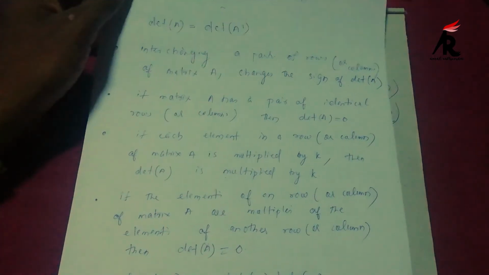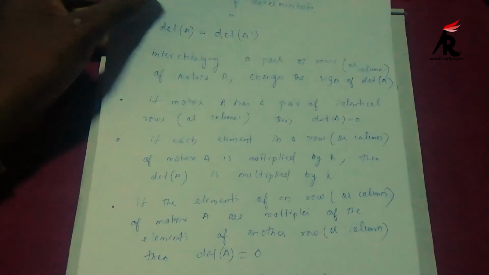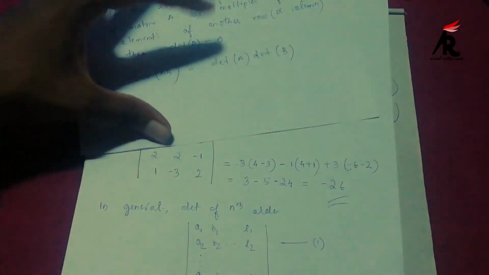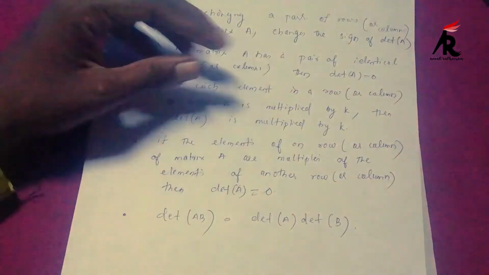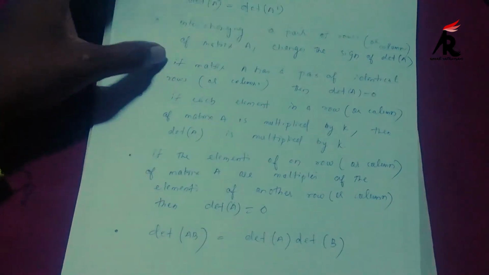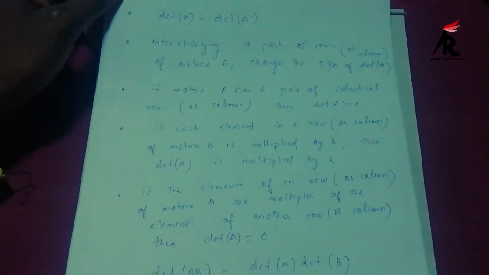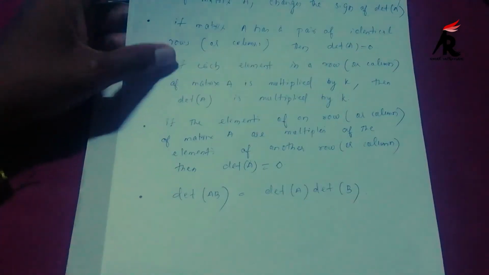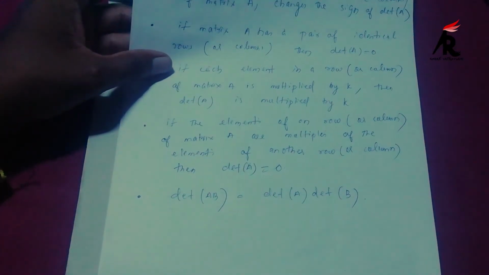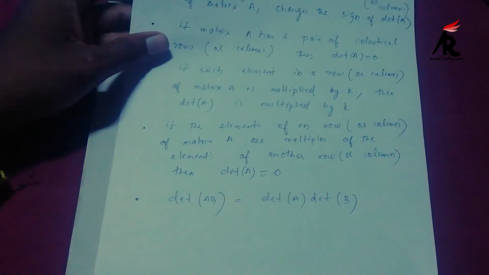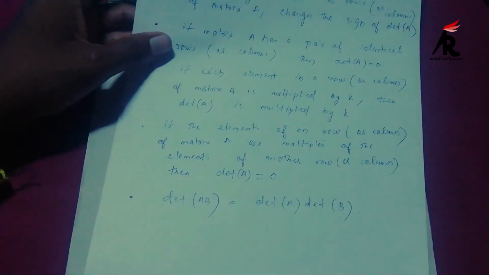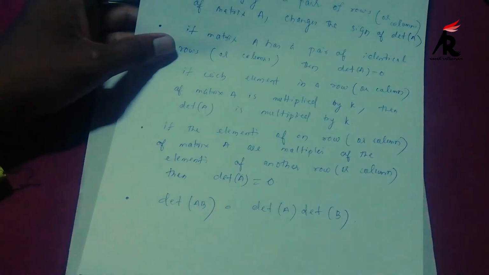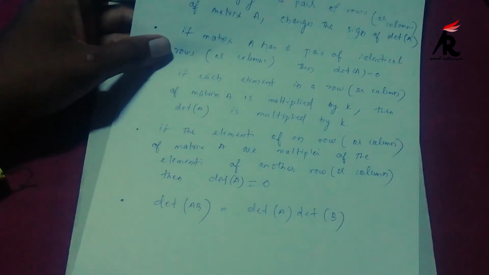Then if a matrix A has a pair of identical rows, if two rows or columns are identical, then the determinant will become 0. We use these properties for fast calculations. If two rows are identical, we don't need to spend much time finding the determinant, because if two rows or columns are identical, the determinant is 0.